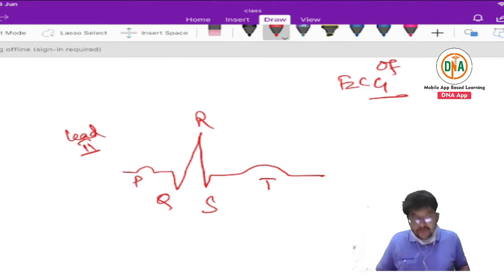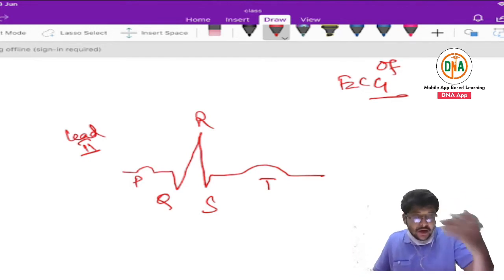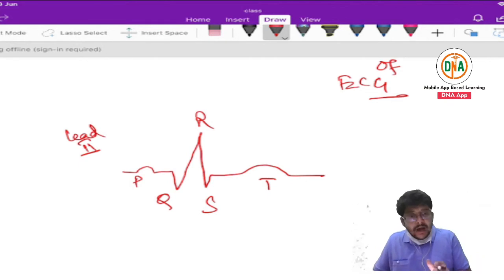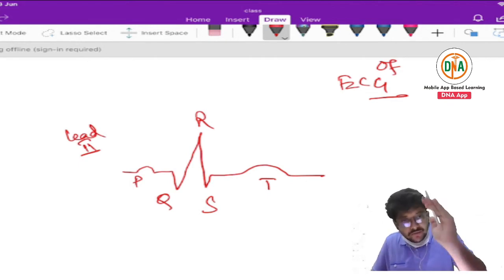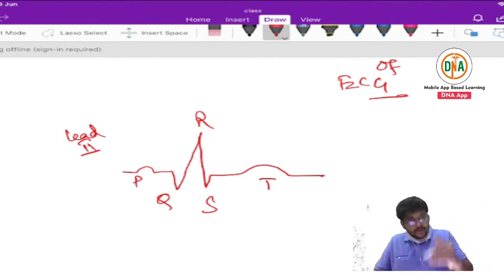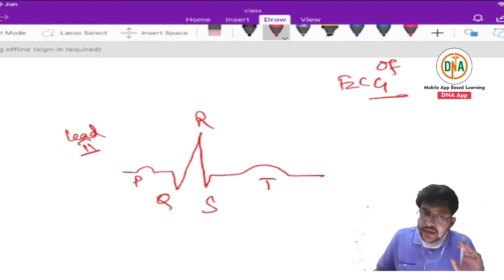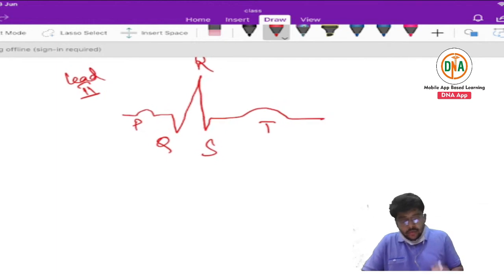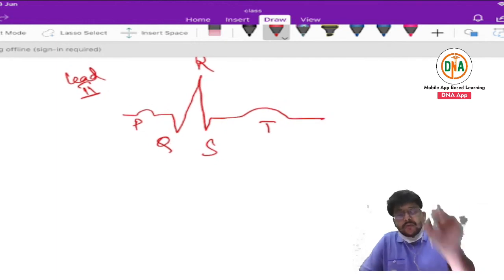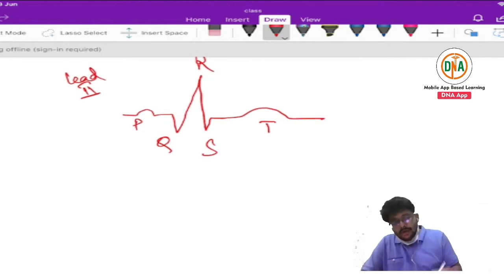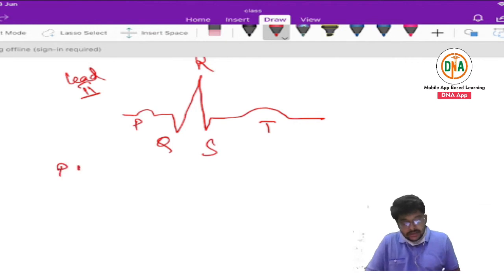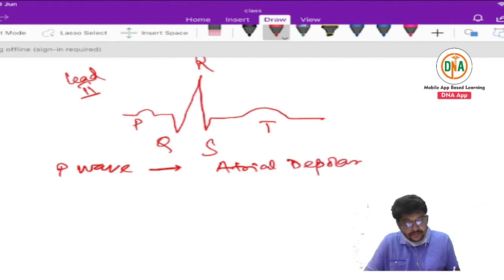One more point I need to tell you: whenever there is an upward deflection of ECG, we call it a positive wave, and whenever there is a downward deflection on ECG, we call it a negative wave. So what are the types of waves? What are the reasons why the waves are formed? This is a P wave, which is due to atrial depolarization.